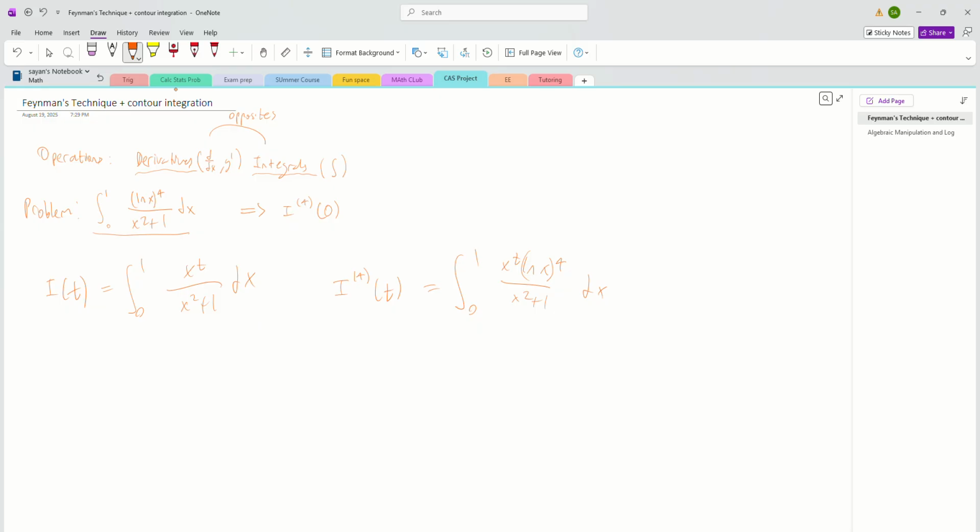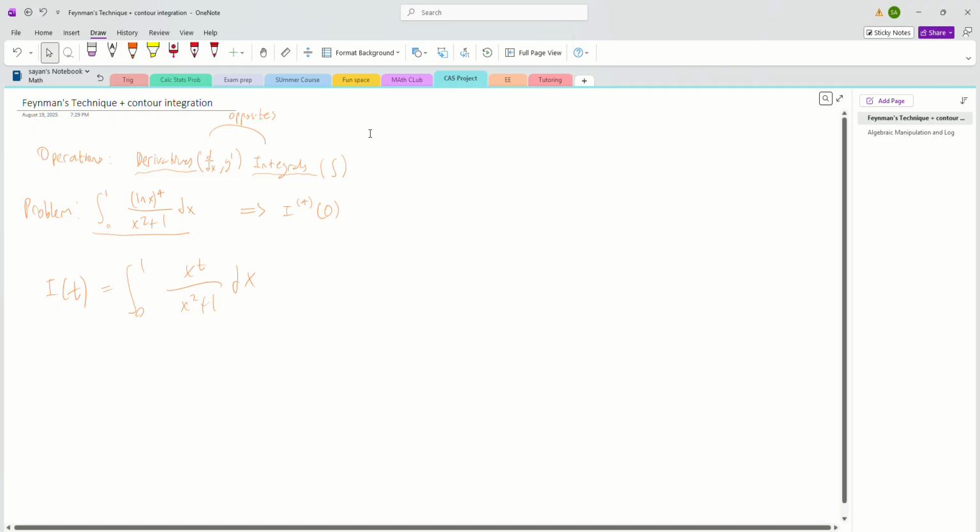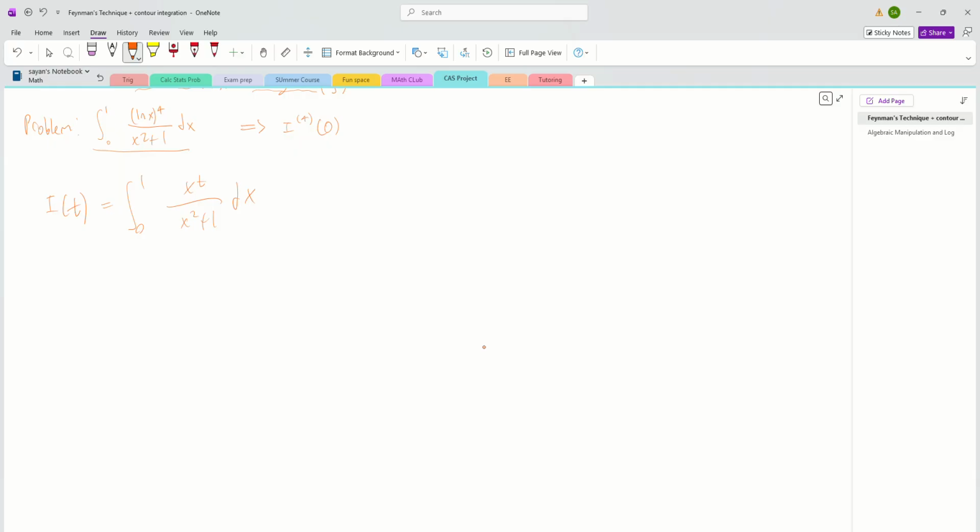Okay, so now our mission is going to be to solve this integral, I of t, and then take the derivative of what we get 4 times and then plug in t equals 0, and that will be the answer. And this we can actually use contour integration on. So how do you do contour integration? Well, the first step is to define the function that we're going to be using in the complex plane. So f of z, we use z in complex numbers, just convention. So f of z is z to the power of t over z squared plus 1.